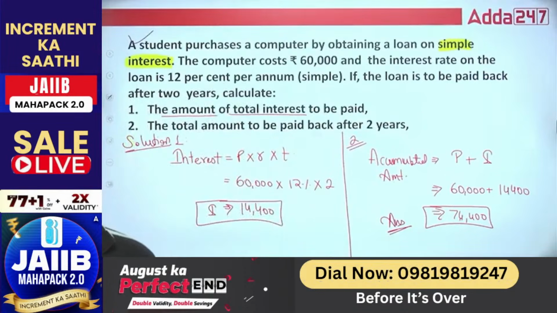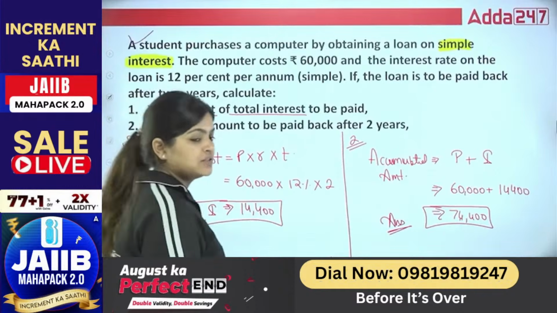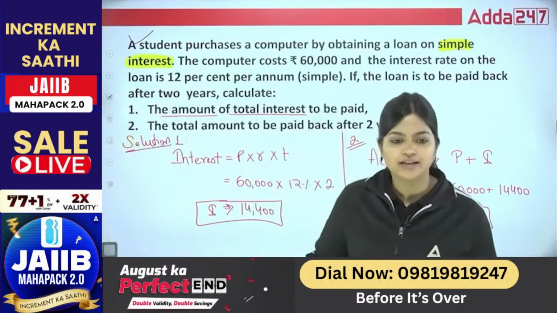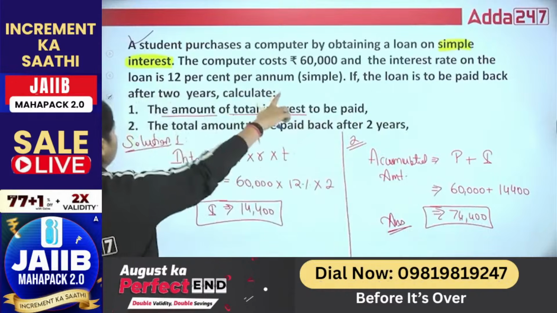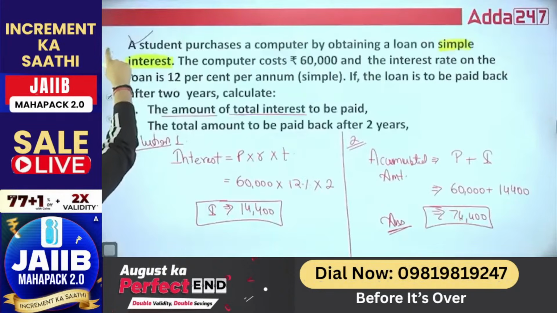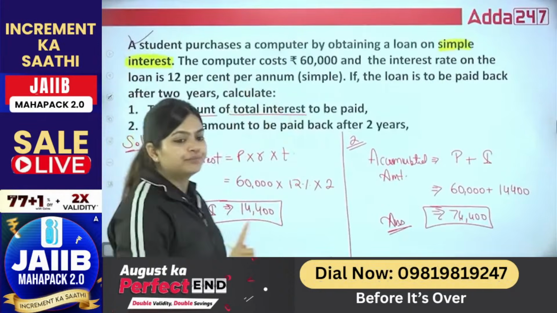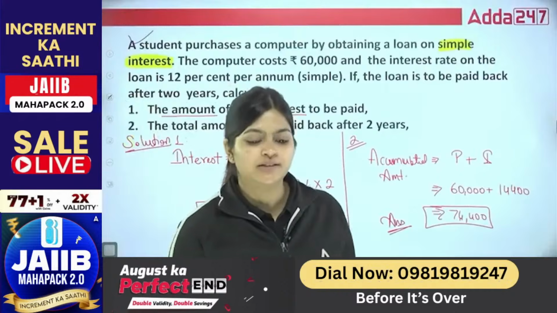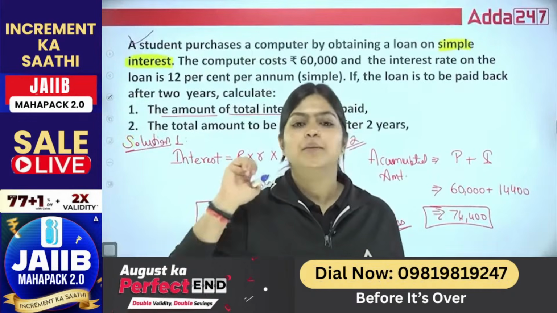So this is how we need to solve simple interest, in case they are asking about the total amount like accumulated amount, or if they are asking for interest calculation. All three questions, the previous ones and this one, are from your IFBF book. So the chances are there that they can ask a direct question based on this.